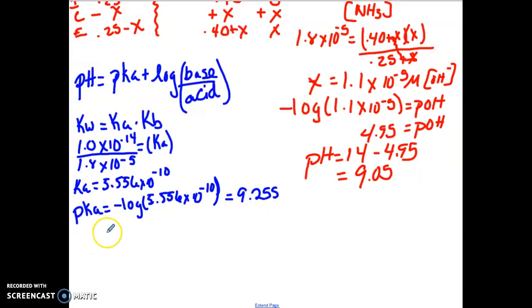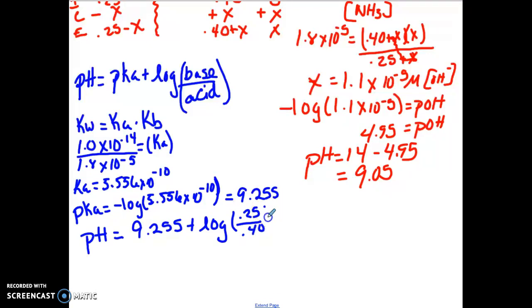So now when I add that into the Henderson-Hasselbalch equation, I can say that the pH is equal to 9.255 plus the log of the base over the acid. And if you look back up at the original problem, the base was 0.25 and the acid was 0.40. So when I do this, I get 9.255 minus 0.204, which gives me the same pH. So see how those are the same.